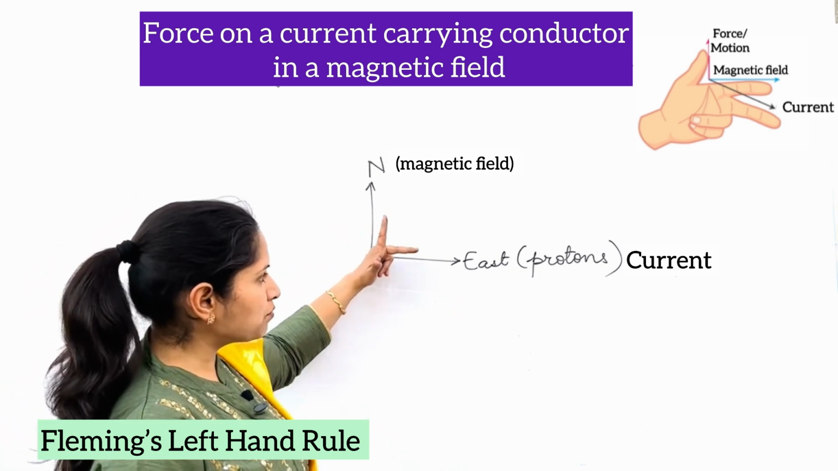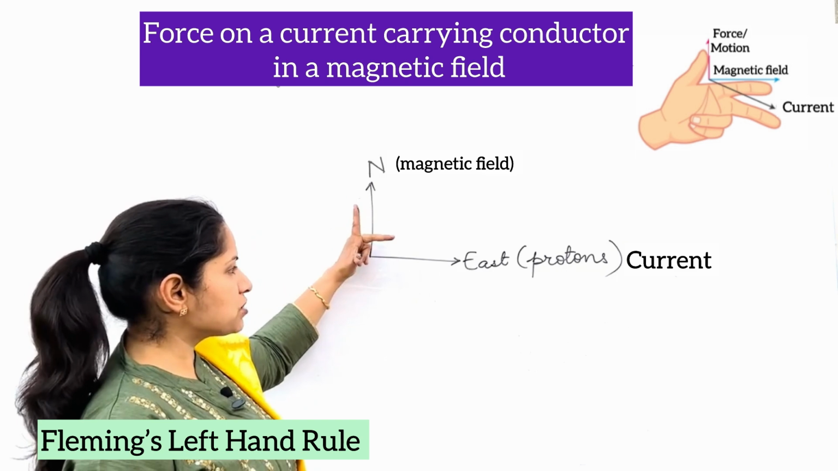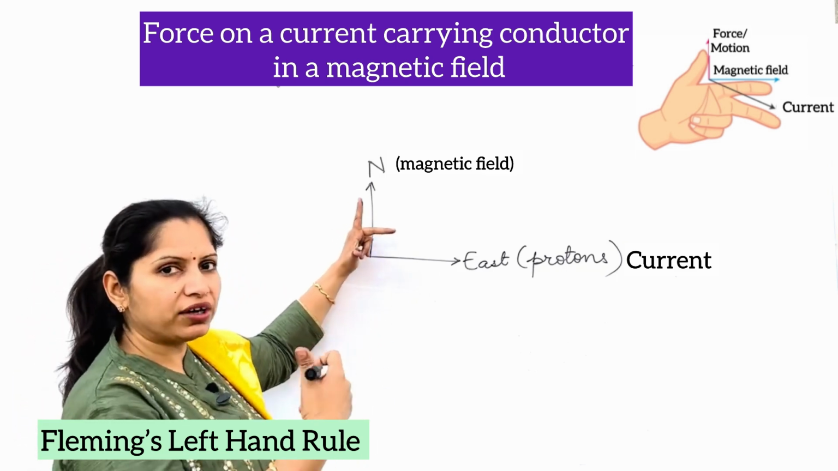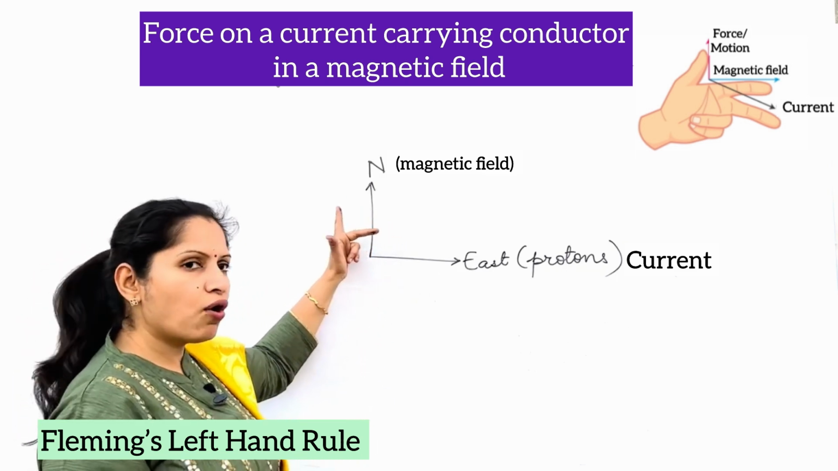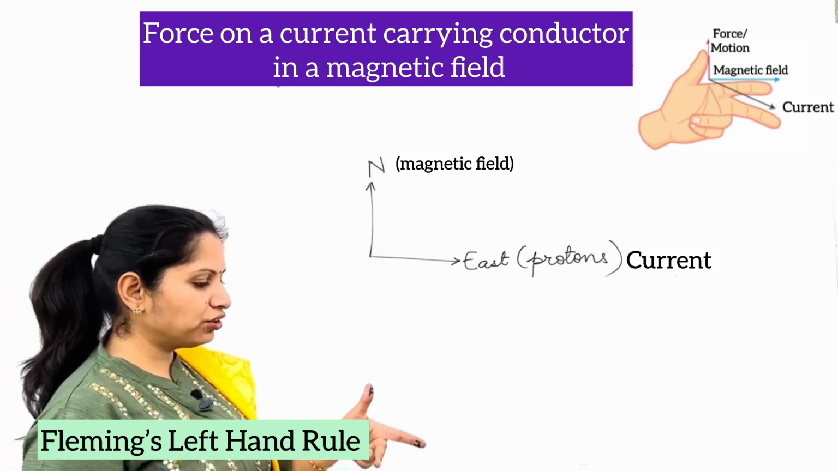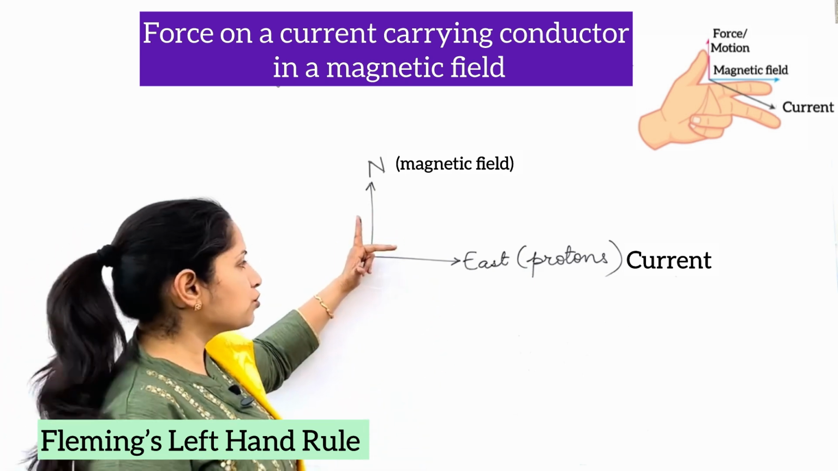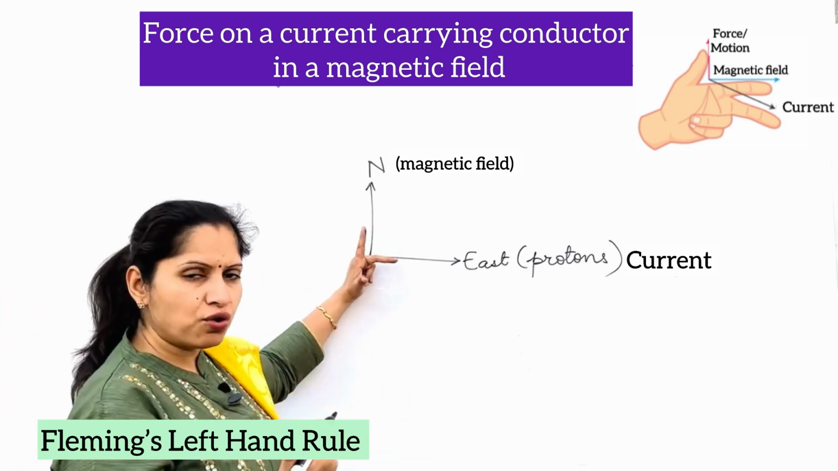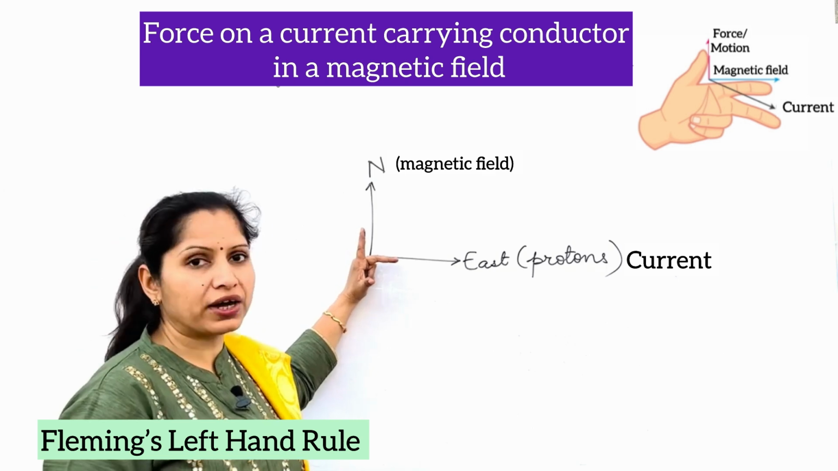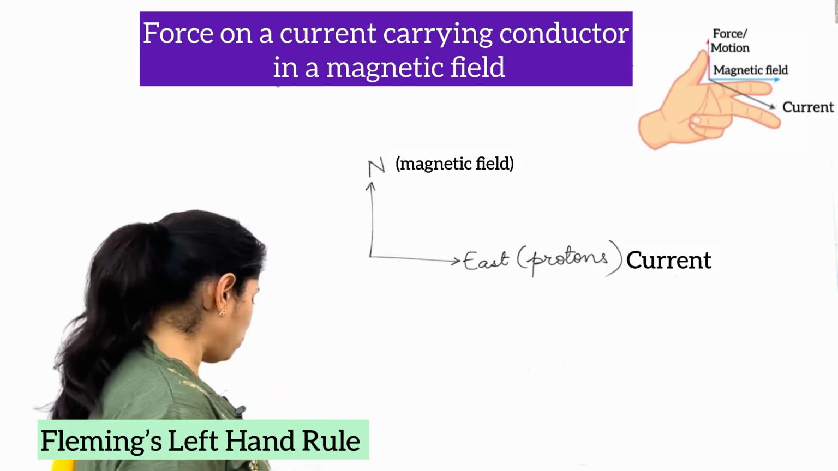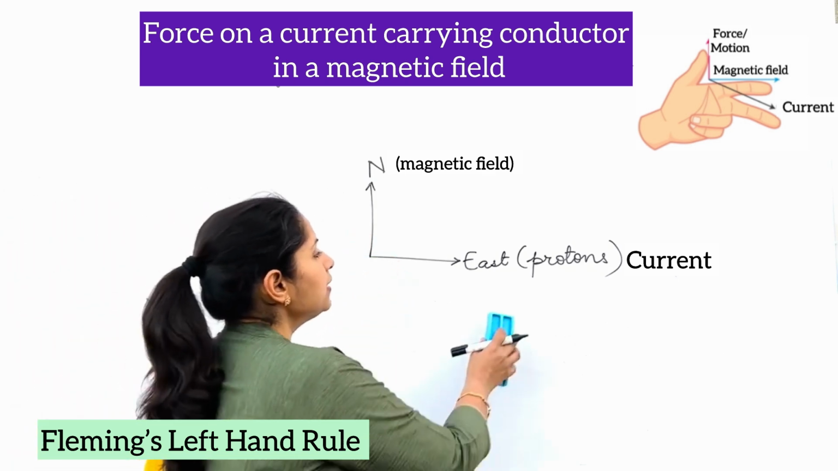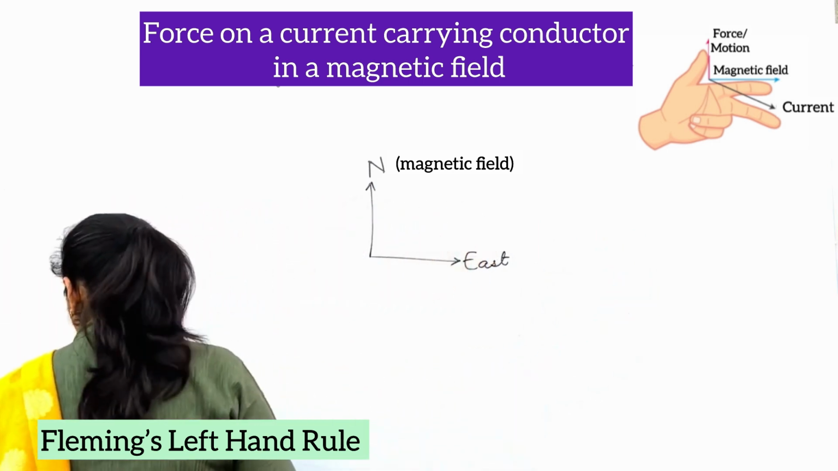So the protons are moving towards east. The magnetic field is towards the north. So you can see that the thumb is pointing outwards. Or if you draw in your copy, you will find that your thumb is pointing in the upward direction. So you can write the direction of force as outwards or upwards. Both are correct.